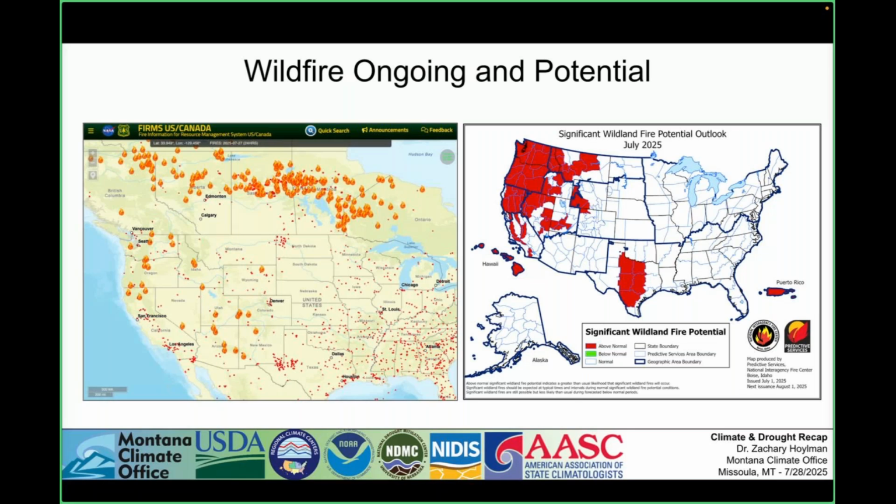On the right is the significant wildland fire potential outlook, which shows elevated fire risk in red across the country. As you can see, areas of particular concern in this map are in the western U.S. and in the Missouri headwaters region. This reflects the same dry, warm conditions we've been seeing in the upper basin and will be an area to watch in the coming weeks.